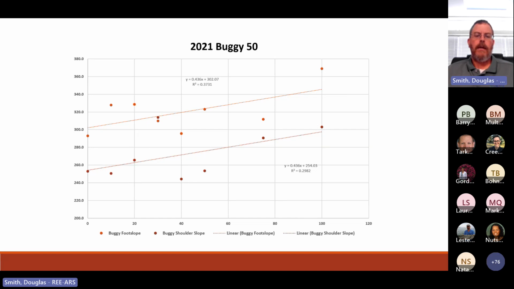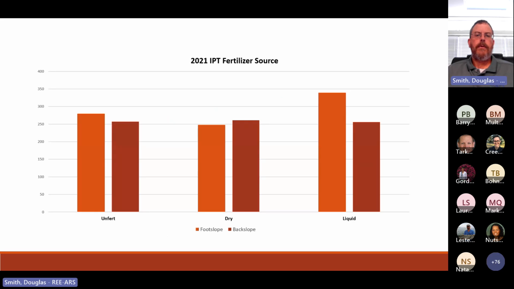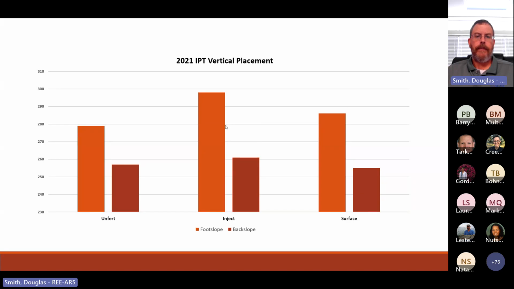Here we're starting to look at landscape position, so the foot slope versus the shoulder slope, and then starting into the 4 R's, so the right place, the right time, the right fertilizer: placement, source, fertilizer, and timing. I know I messed that up, but in this particular instance, in the foot slope, the only time we got a response was from this liquid fertilizer. The dry fertilizer didn't work so well this time.